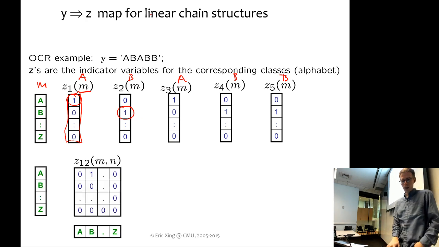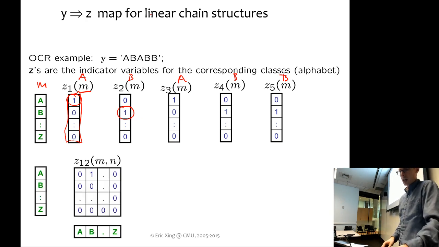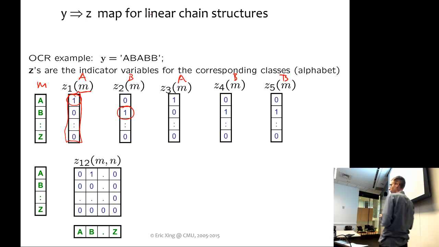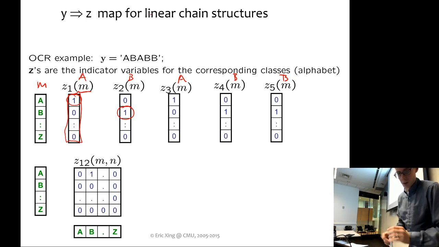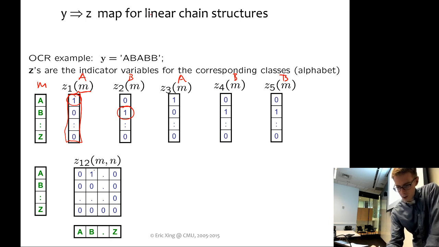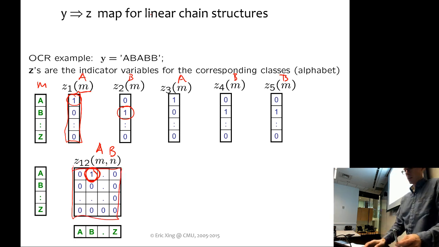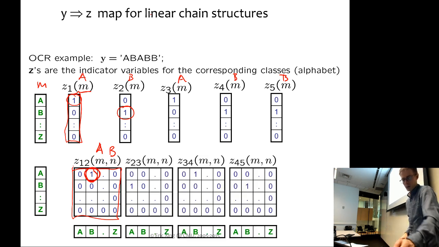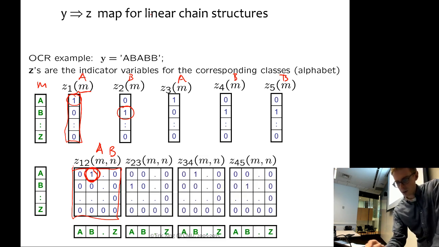Okay, so then we can also have indicator variables for each pair of variables. So this would be an indicator for M equals A and N equals B, where we have the value 1 in that position and 0 everywhere else. Okay, and then so on down the line, and now we can look at each pair. So this was AB, this was BA, so it has a 1 here, this is AB again, and this is BB.